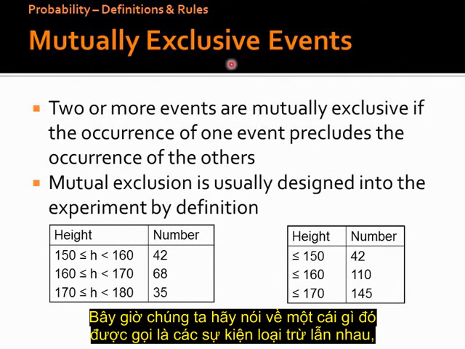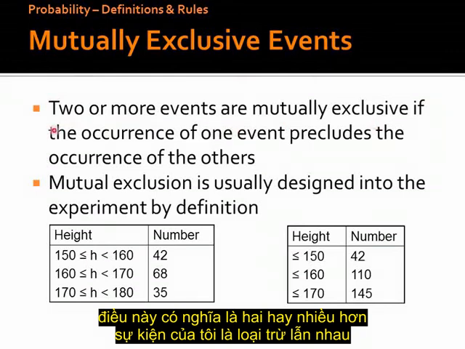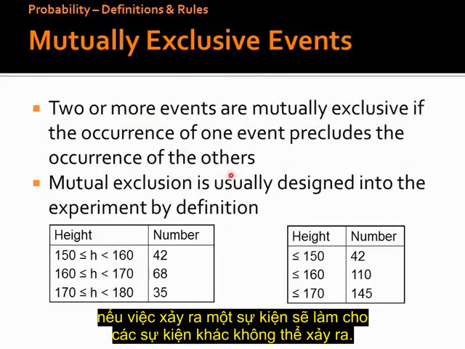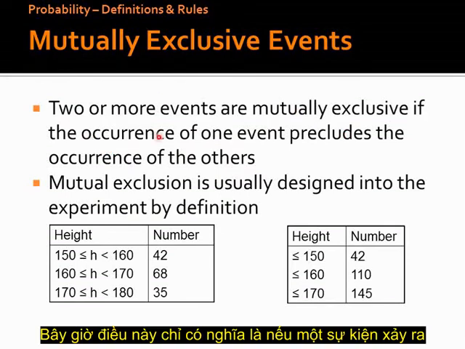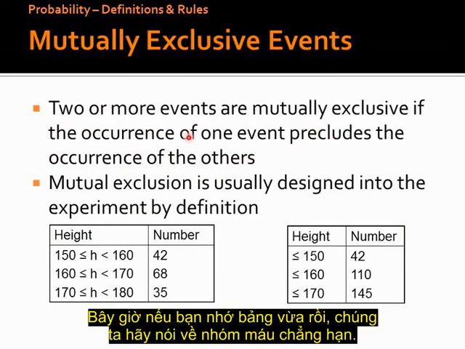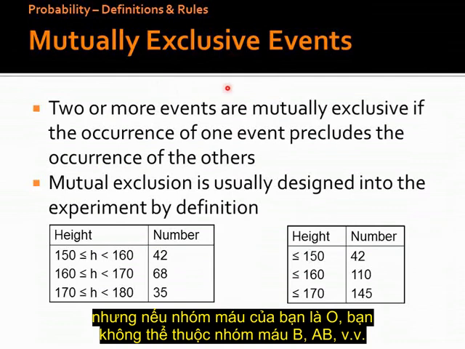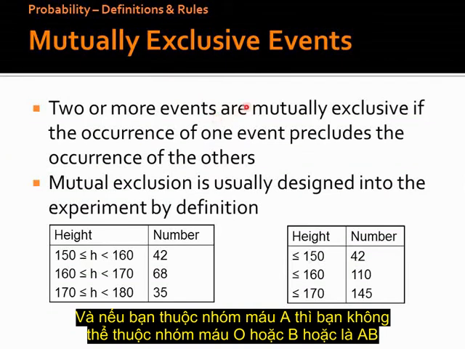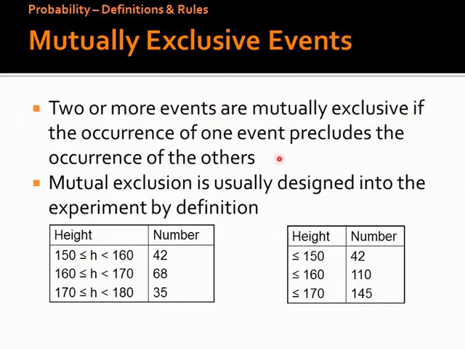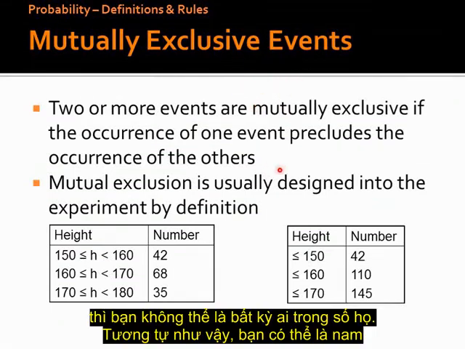Now let's talk about something called mutually exclusive events. This means that two or more events are mutually exclusive if the occurrence of one event precludes the occurrence of the others. Now, this just means that if one occurrence happens, the other outcomes will not happen anymore. If you remember the table just now, let's talk about blood type, for example. You can be blood type O, but if you're blood type O, you cannot be blood type B, AB, and so on and so forth. If you're blood type A, you cannot be blood type O or B or AB. So this blood type is mutually exclusive. You can be one, and once you're one of them, you cannot be any of the others.